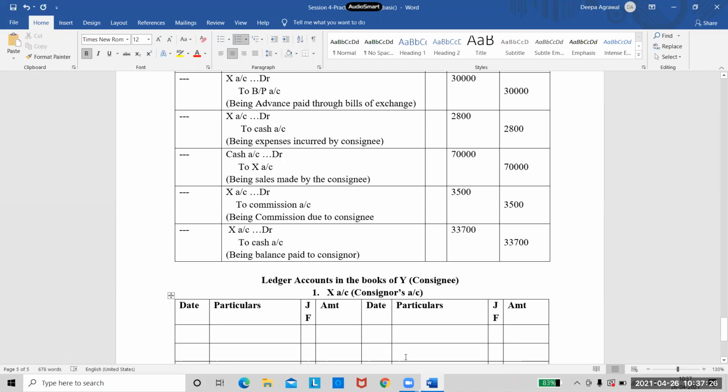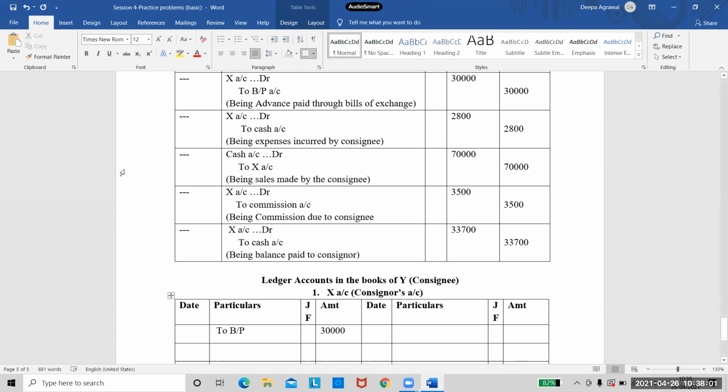Do I start the account? Yes, ma'am. See the first entry, it has given us X account debit to bills payable account. And we are preparing X account here. So where will this entry appear? Debit side. And we will write it as to bills payable. We will not write anything in the date column or the JF column. Leave those 2 columns blank and then write the amount, 30,000.